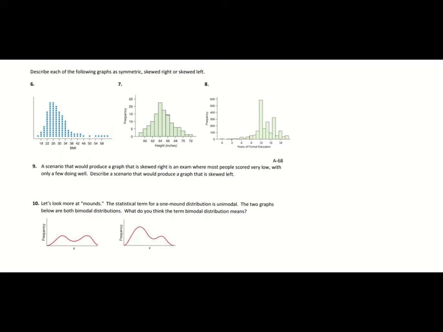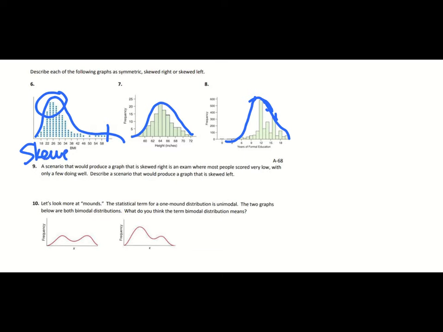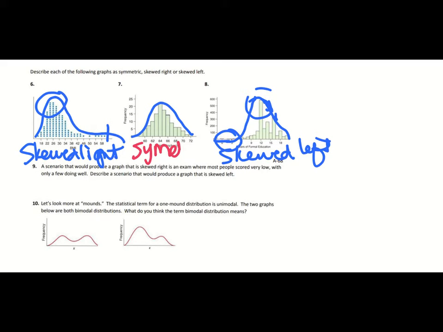Okay, describe each of the following graphs as symmetric, skewed left, or skewed right. If I look at this graph and put a smooth graph over each one of these, you can see the mound on the left and the tail on the right. So this is skewed right. Whereas this one has your tail on the left and your mound on the right. So this is skewed left. And then the one in the middle is symmetric.